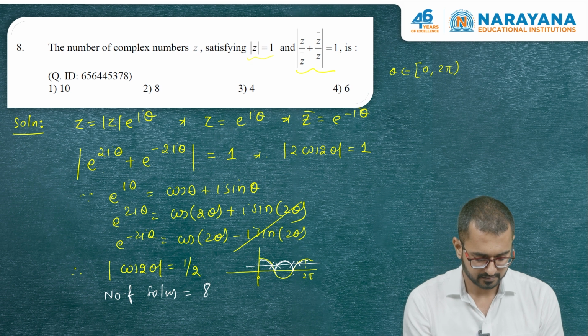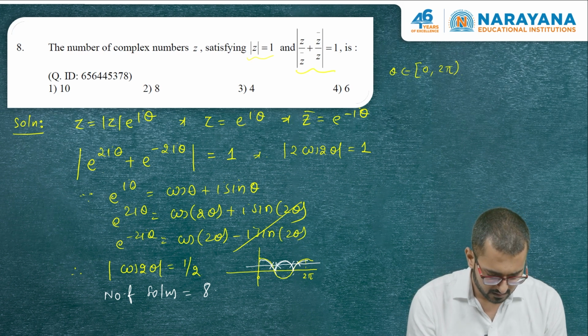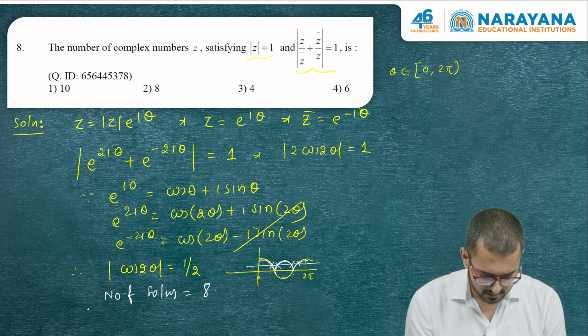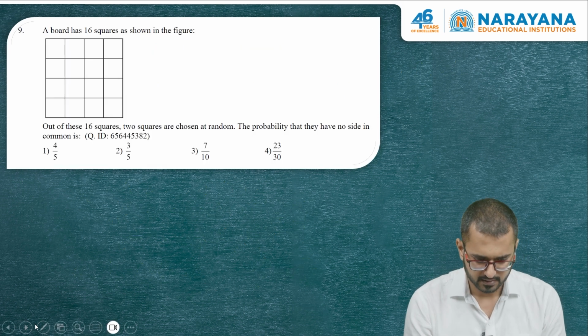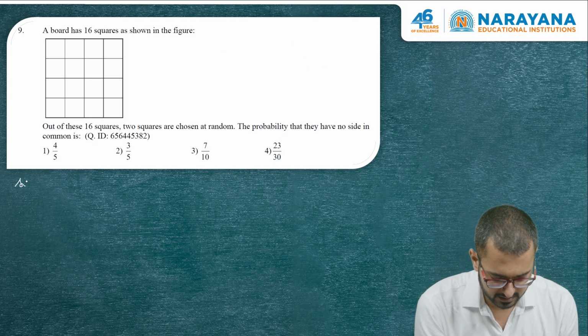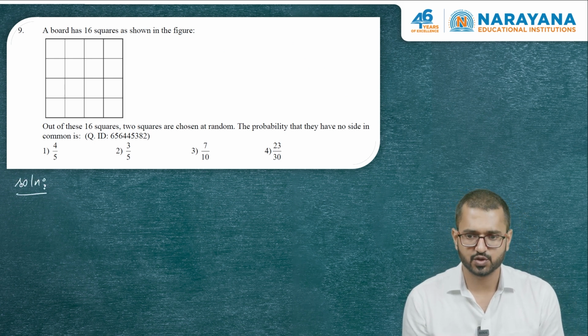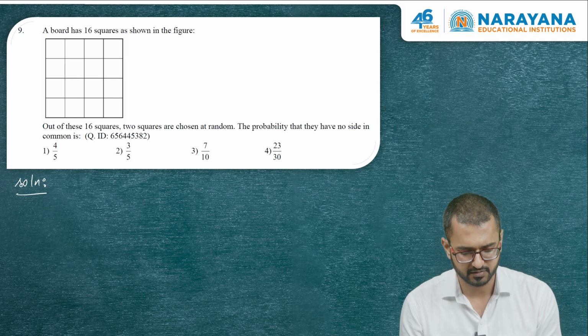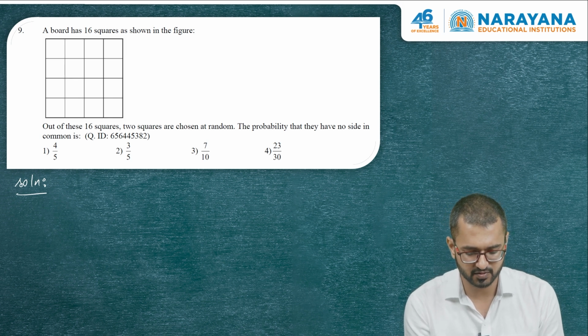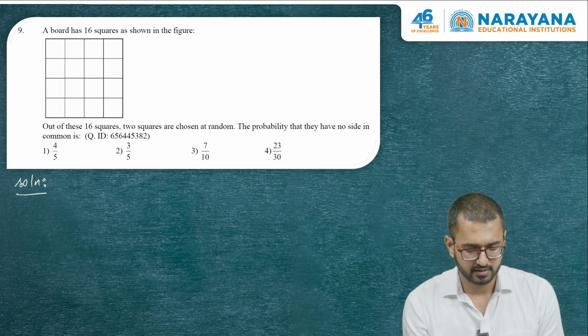All right. Now going to the next question. So this thing is given to be, a board has 16 squares as shown in the figure. So yeah, it has got 16 squares. So out of these 16 squares, 2 squares are chosen at random. All right, two squares are chosen at random.